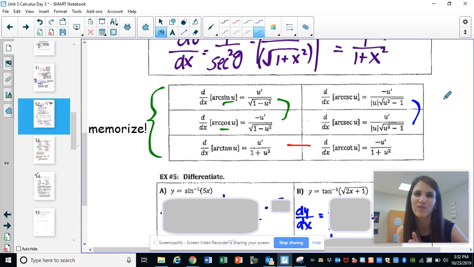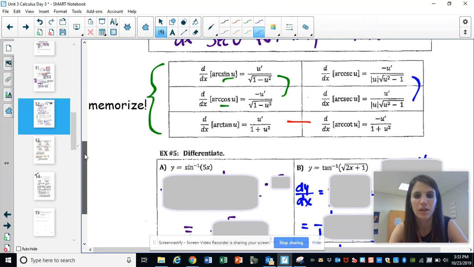That's the inside of your trig function, right? So it could be 2x, it could be x squared, it could be 2x squared plus 7, right? Whatever that is, that whole thing is going to replace u. And then it would be chain rule, right? So that's why all of these have a u prime on top of them, because it's chain rule. You have to multiply by the derivative of the inside.